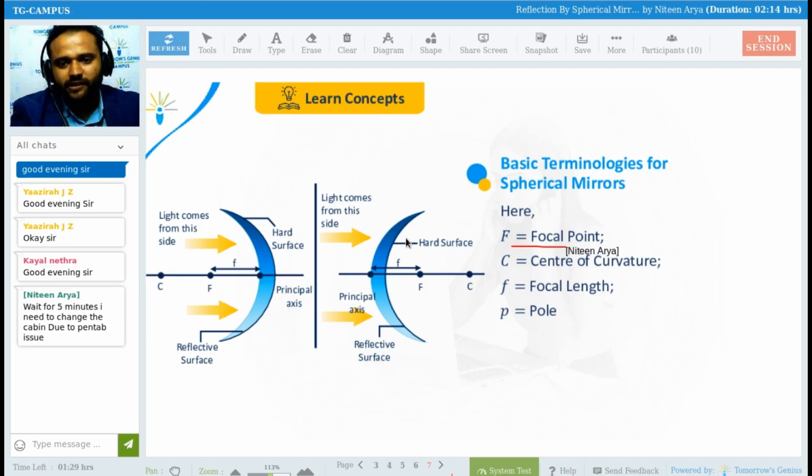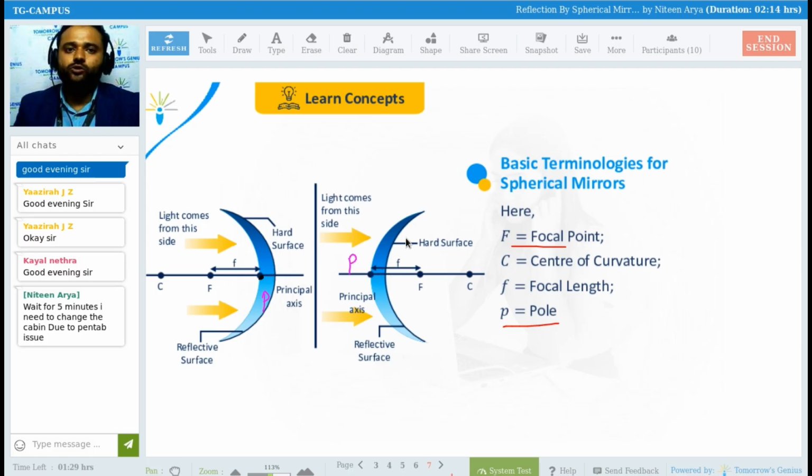F is focal point, C is center of curvature, F is focal length, P is pole. So what is pole in general? Pole is the midpoint of a mirror, or optical center. What I am talking about, pole. This is your pole, midpoint. This is pole, okay, and this one also.